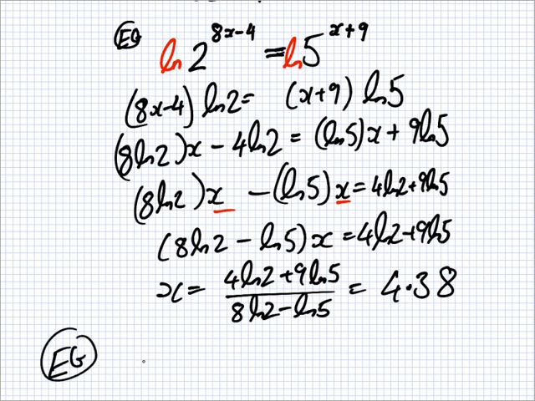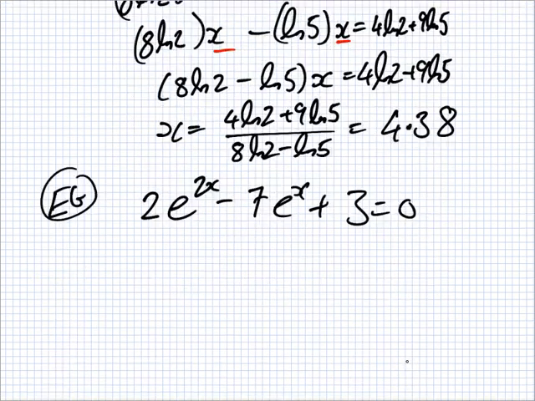We'll have 2e^2x minus 7e^x plus 3 equals 0. Right, this is another common one for the exam. I think we can all spot what type of equation this is. It's quadratic, isn't it? Where e^x is the variable. The real question is, can I factorize this, or do I need to use the formula?